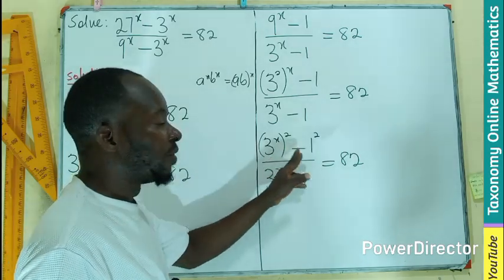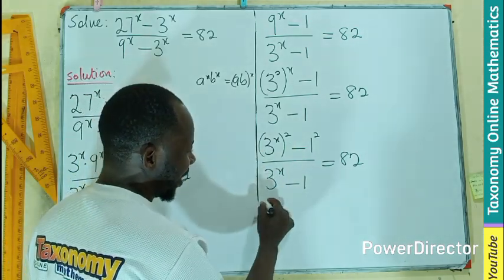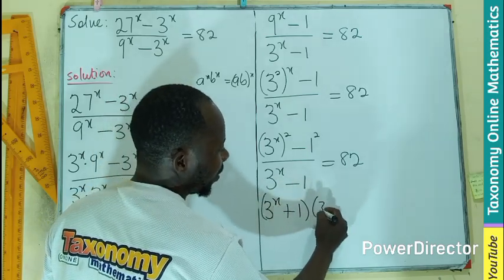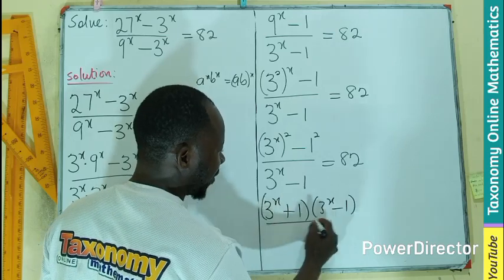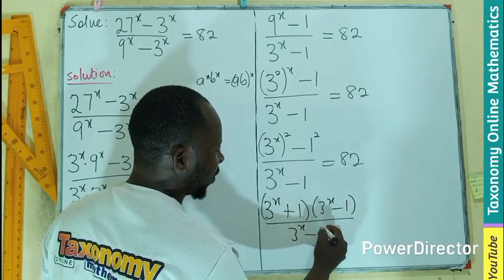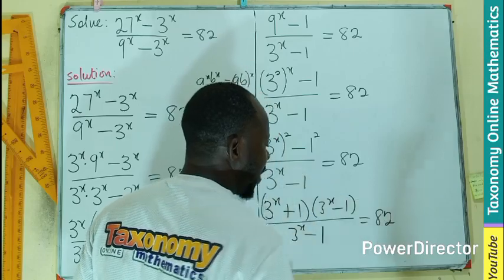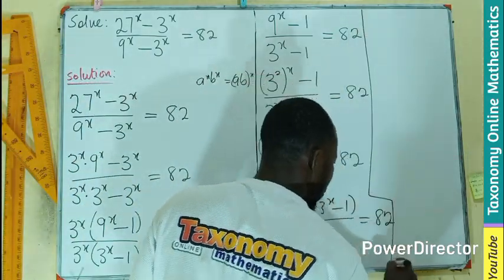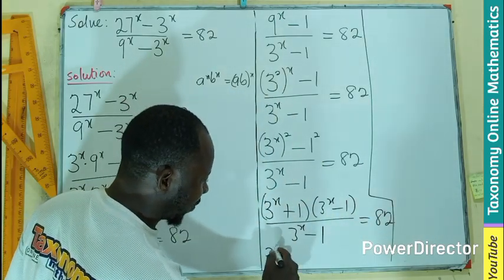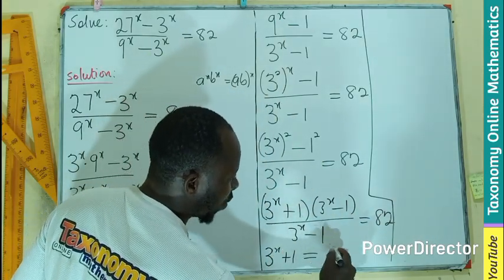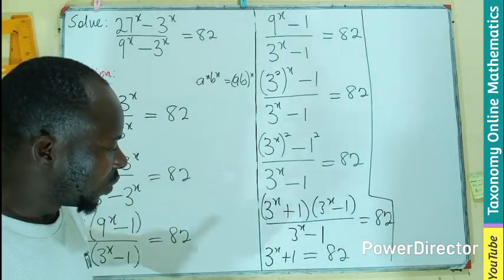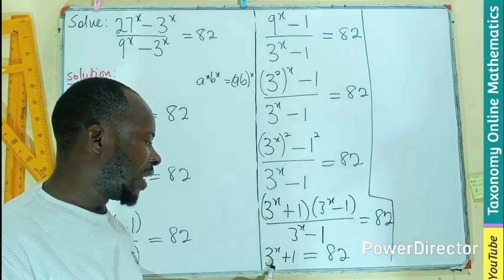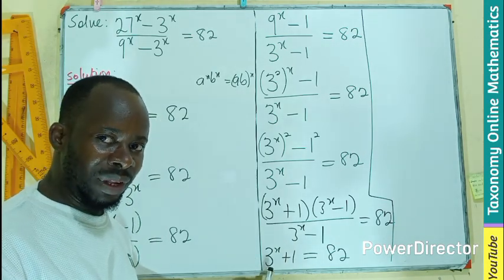Then this becomes a difference of two squares. So that means that the 3 to the power x plus 1 in one bracket, 3 to the power x minus 1 in the next, divided by 3 to the power x minus 1 equals 82. You can see that this will take care of this, and I'll be left with only 3 to the power x plus 1, all equals to what? 82. You see that we have an equation whereby this 1 is not added to the power, it is added to the whole thing here, which is 3 to the power x.